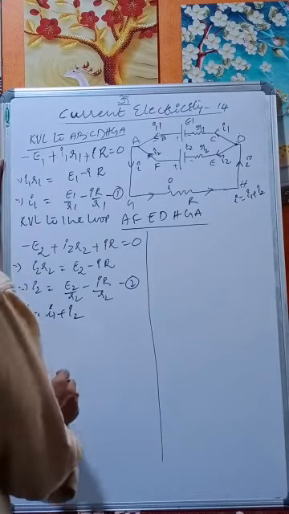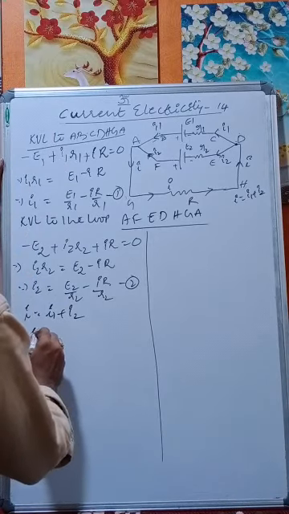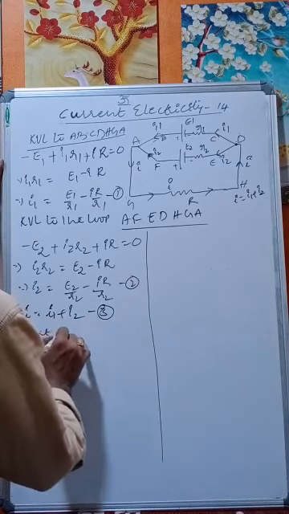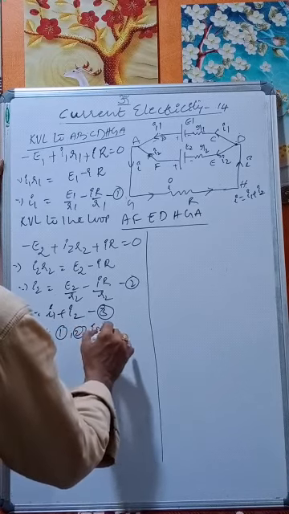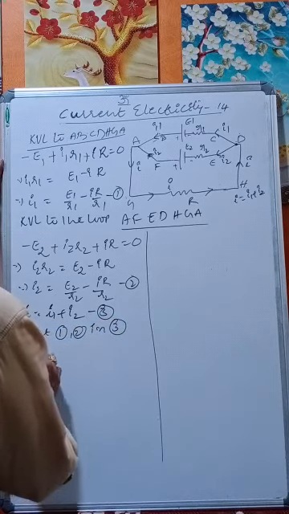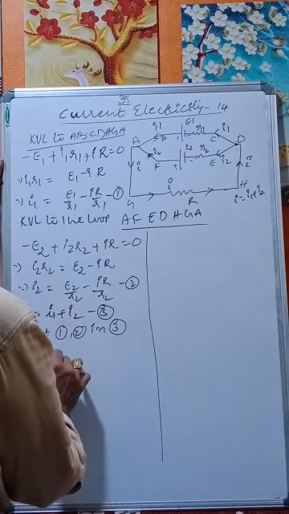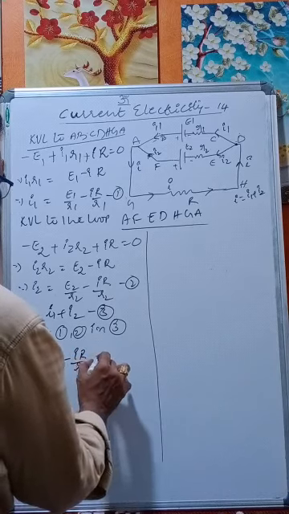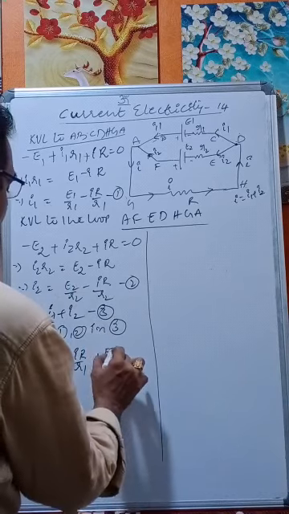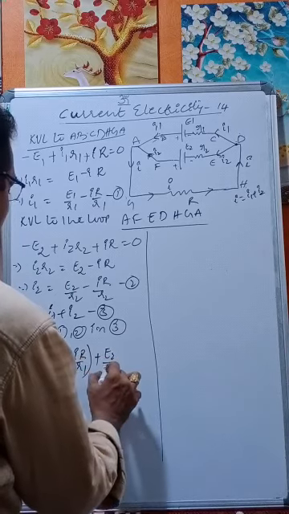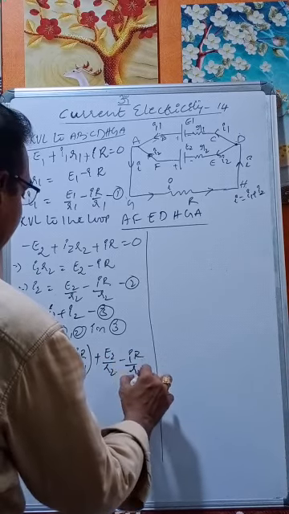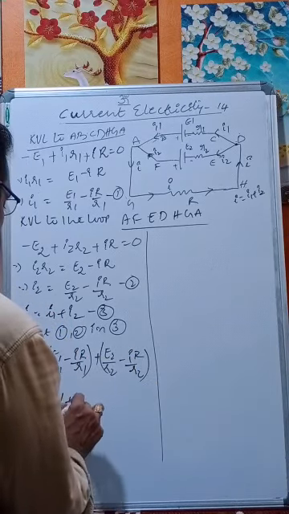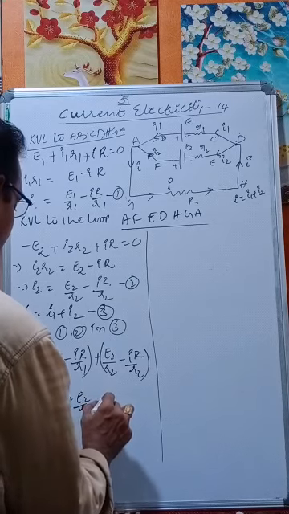Now, I is equal to I1 plus I2. This is equation 3. Now, put 1 and 2 in 3. This implies I is equal to I1 plus I2, which is E1 by R1 minus IR by R1 plus E2 by R2 minus IR by R2. This implies I is equal to E1 by R1 plus E2 by R2 minus IR.